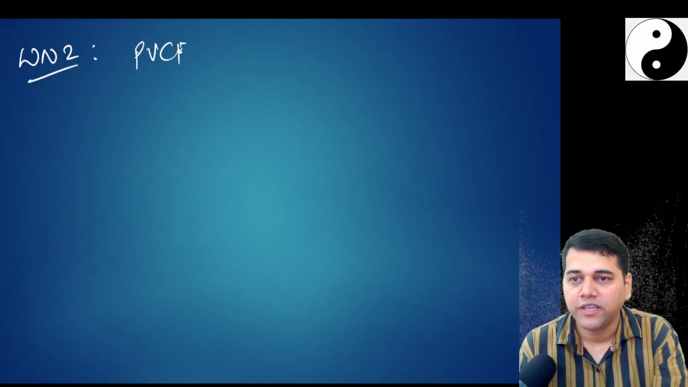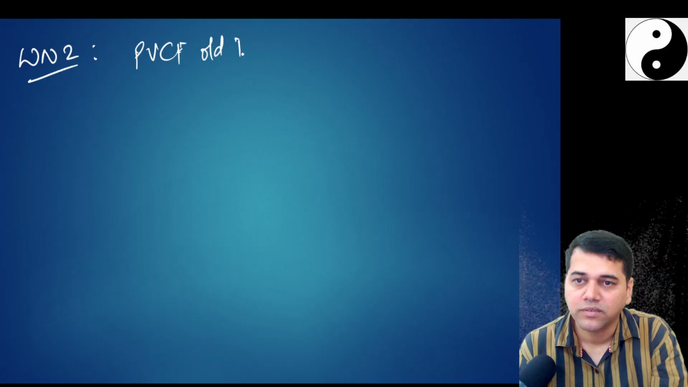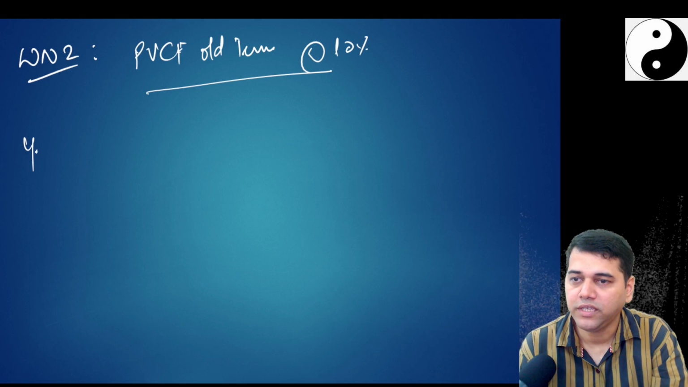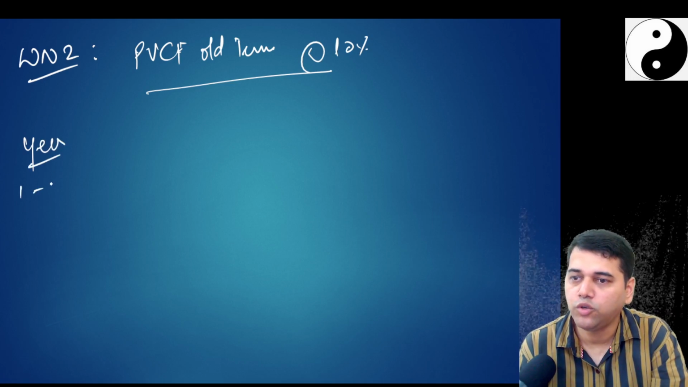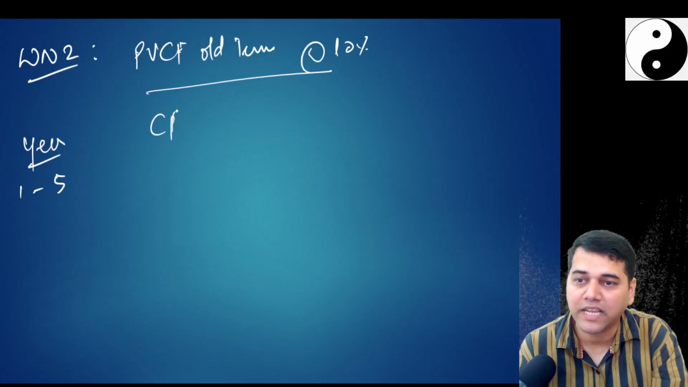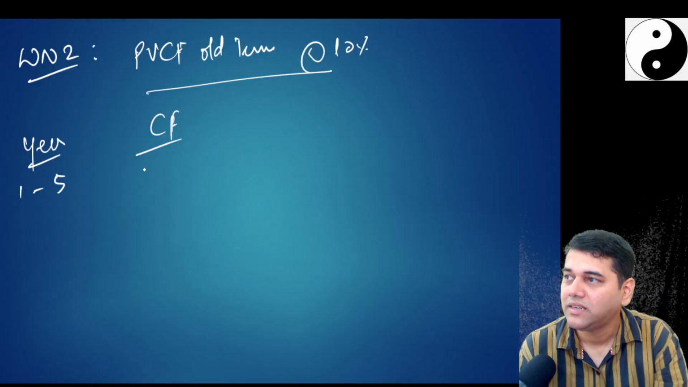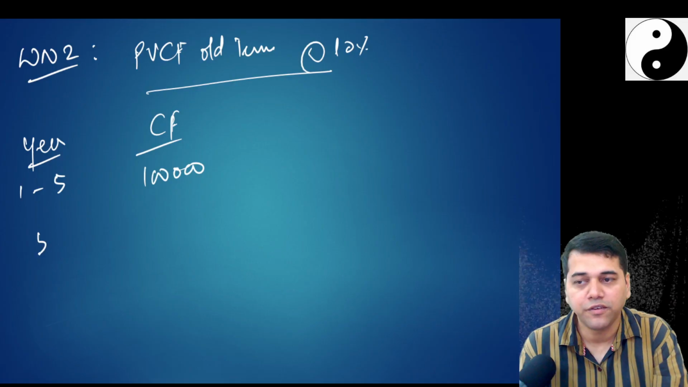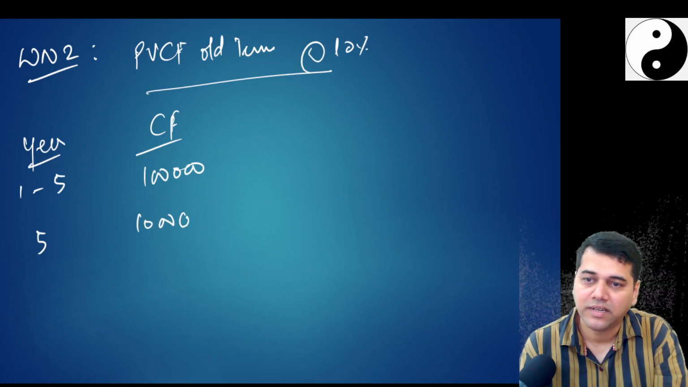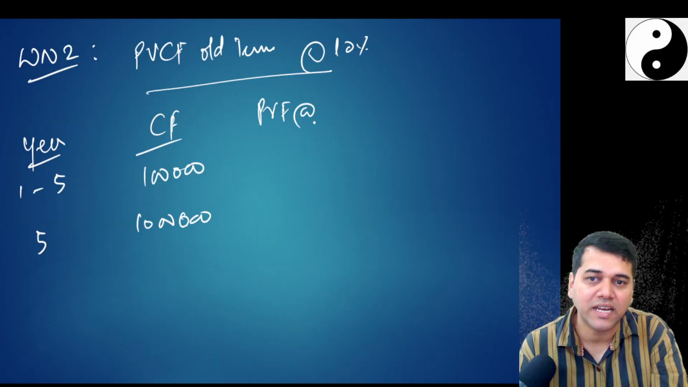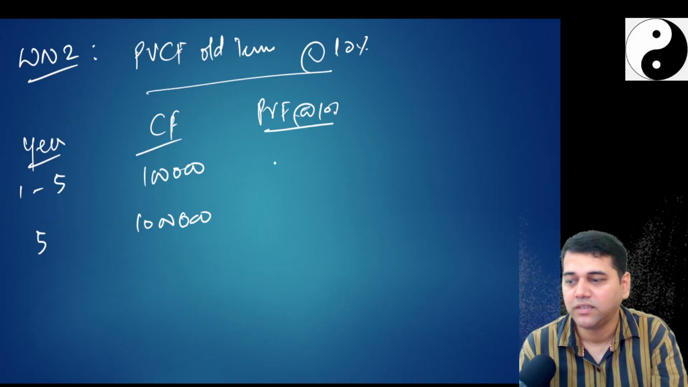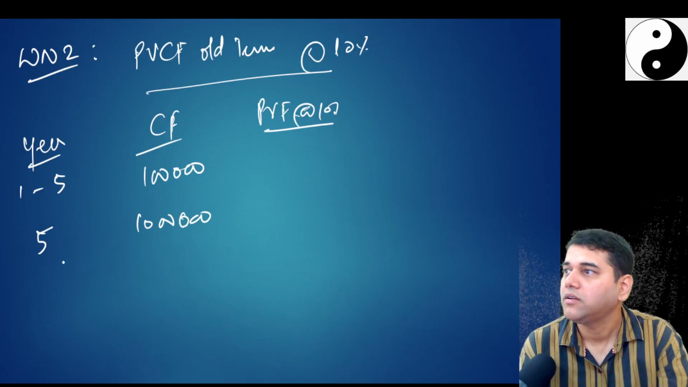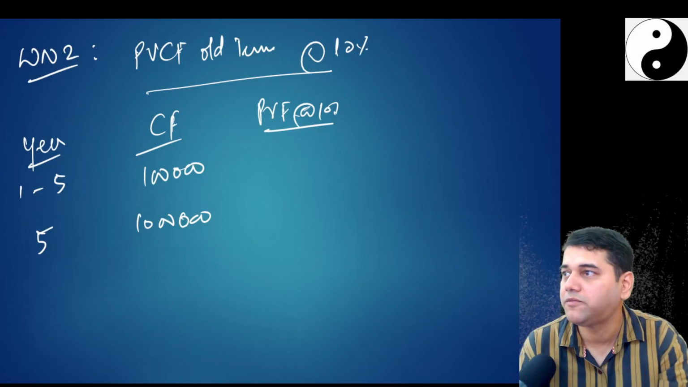Present value of CF under old terms at 10%. So, year 1 to 5. What is my cash flow? 1 to 5? 1 lakh, because you are paying interest of 10%. And the 5th year, 10 lakhs. Present value factor at 10%, 5th year, no? Are you not repaying with the face value only?